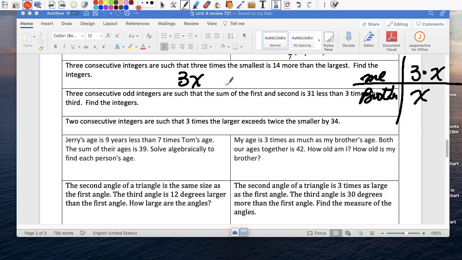3x, that's me, plus my brother's age, x, equals 42. 3x plus x, so that's 4x equals 42. Divide both sides by 4. X equals, I have no idea.